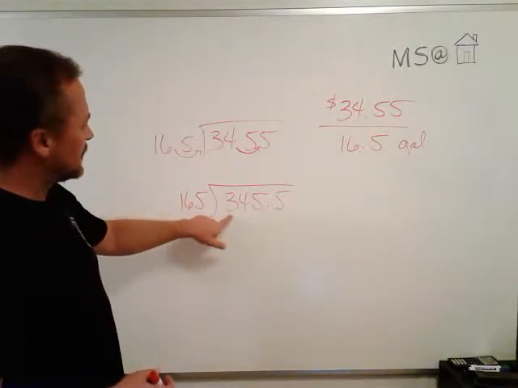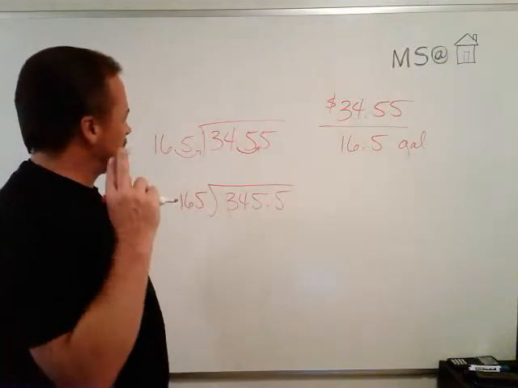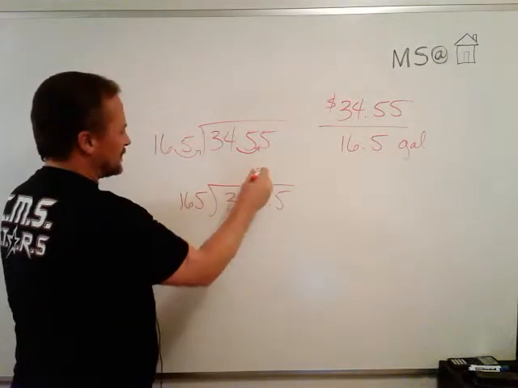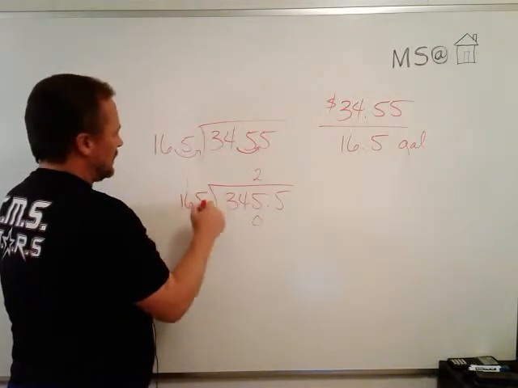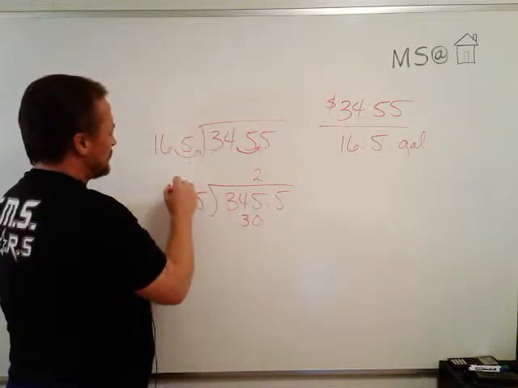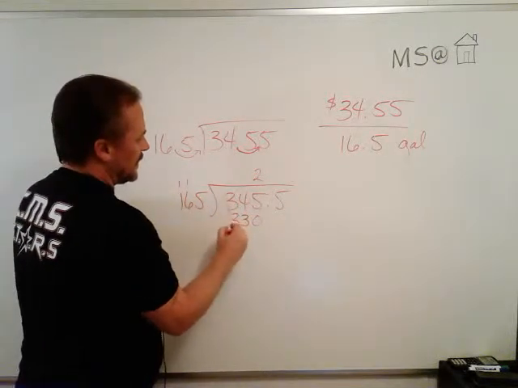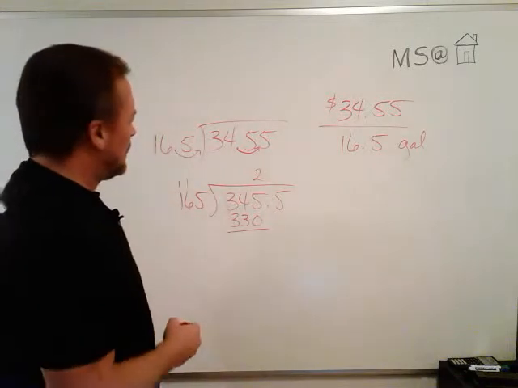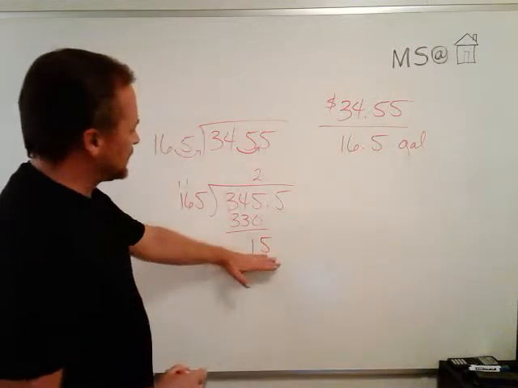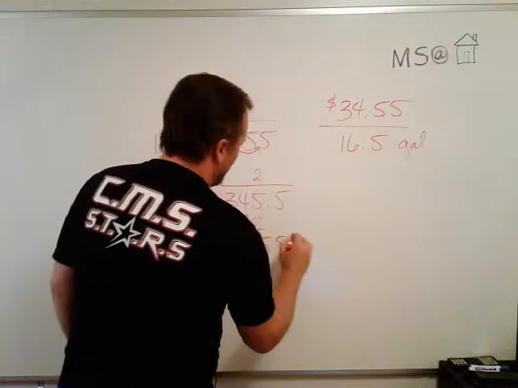165 doesn't go into 3, doesn't go into 34, but it does go into 345. And I think it goes twice. Let's see. I could be wrong, but let's try. 2 times 5 is 10. Bring 1 over here. 2 times 6 is 12, plus that 1 is 13. And carry the 1. 2 times 1 is 2, add that 3, and it looks like I made a good prediction. 5 minus 0 is 5, 4 minus 3 is 1, 15 is smaller than 165, so let's keep going. Bring down that 5, okay?